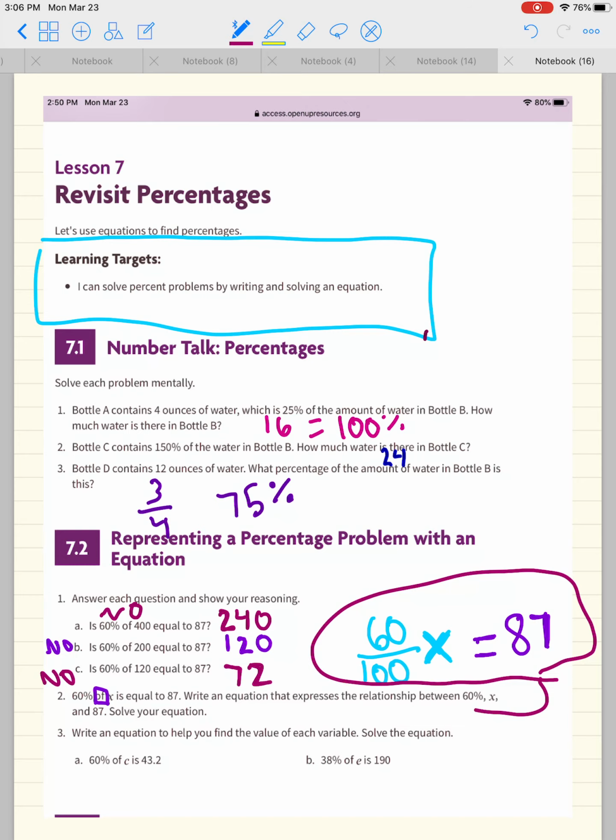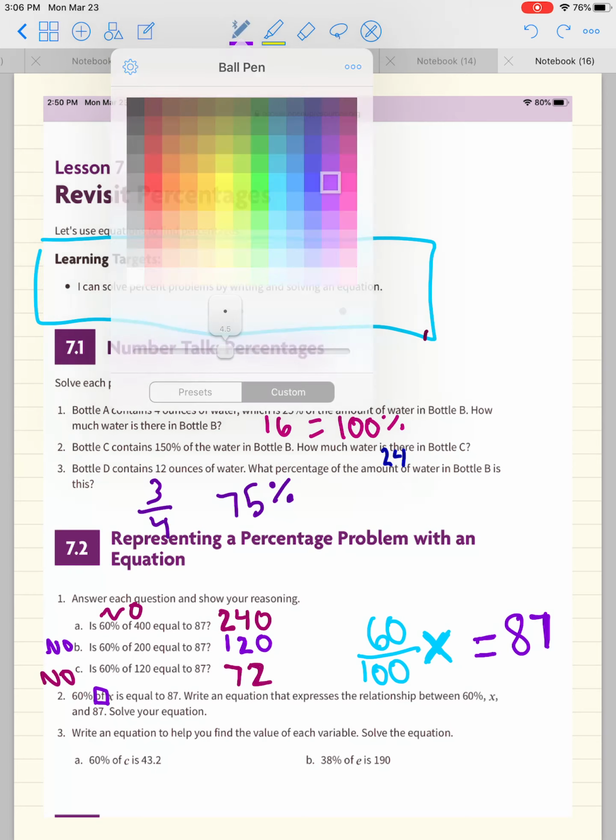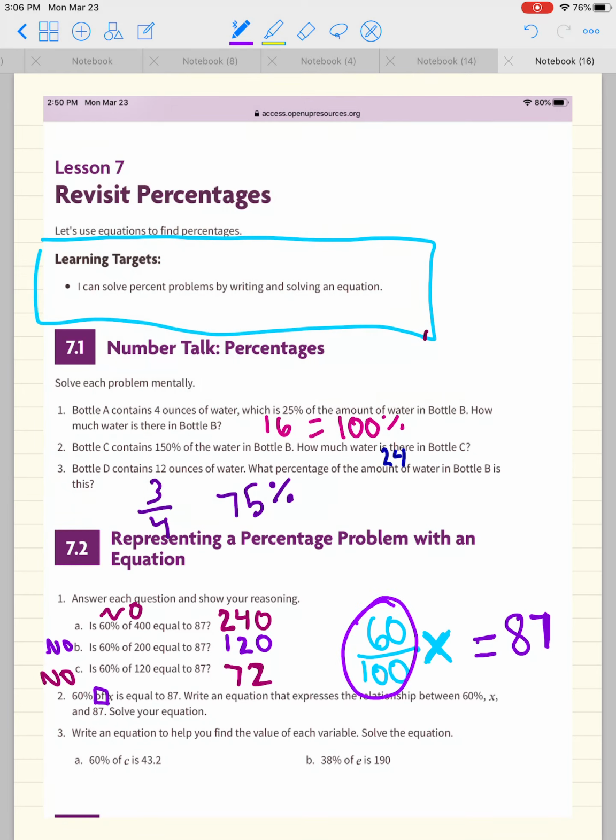Okay, now it says to solve the equation. So, in order to solve the equation, we need to get rid of this. In order to get rid of 60 over 100, we have to divide, because here we're doing multiplication and we need to do the opposite. And we're going to need to divide by 60 over 100. 60 over 100 divided by 60 over 100 is going to cancel this whole thing out. But we're going to have to do the same thing over here.